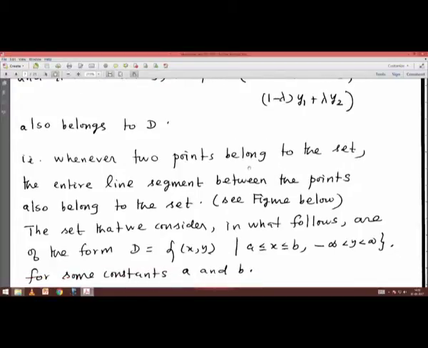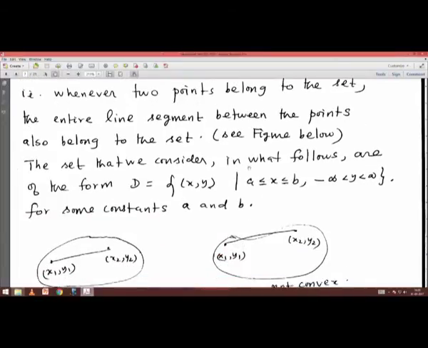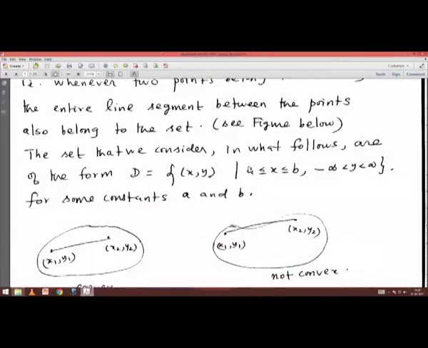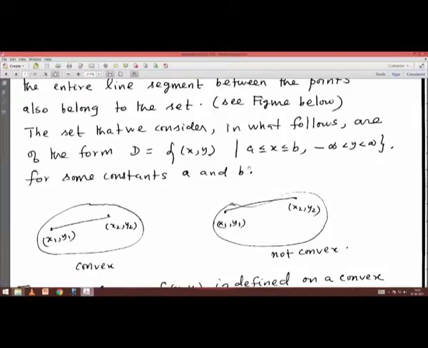What does that mean? Whenever 2 points (x1, y1), (x2, y2) lie inside D, a line segment joining (x1, y1) and (x2, y2) is considered, then every point on this line segment also will lie within D. So, just look at this figure that has been given. Take any 2 points (x1, y1), (x2, y2), draw a line segment. If D is such that the line segment lies within D, then the set is said to be convex.